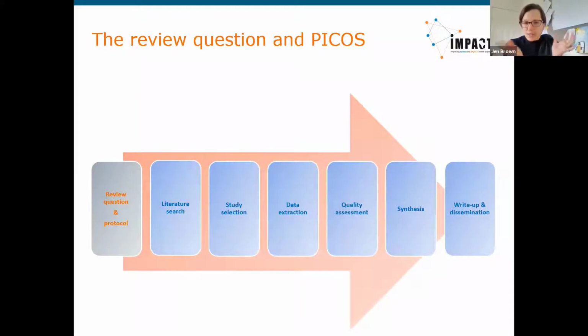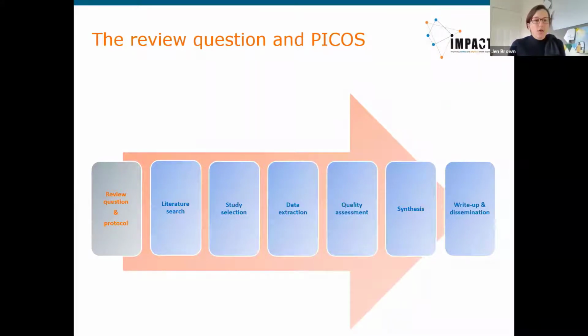The review question is a critical component of your protocol, and it informs the entire review, and your methods, your outputs, and everything that you're doing. So it is important to get this right, which is why we're spending a whole session on this.